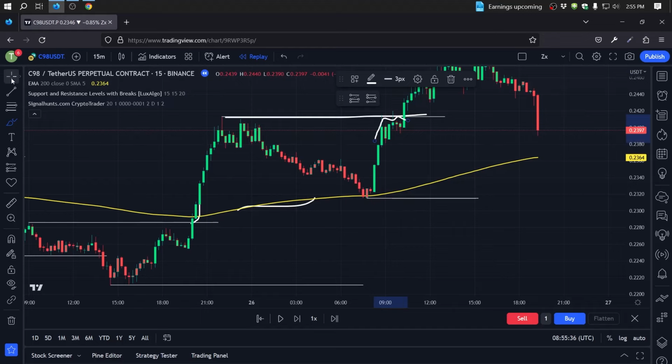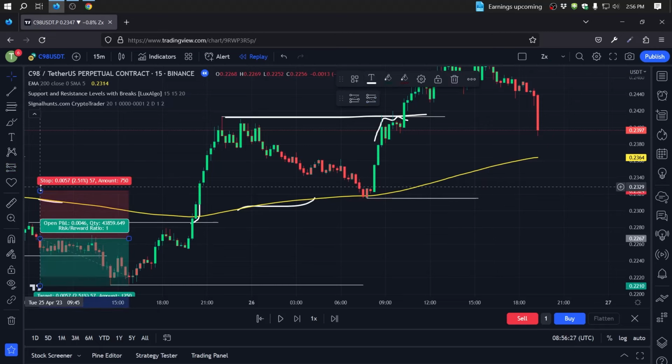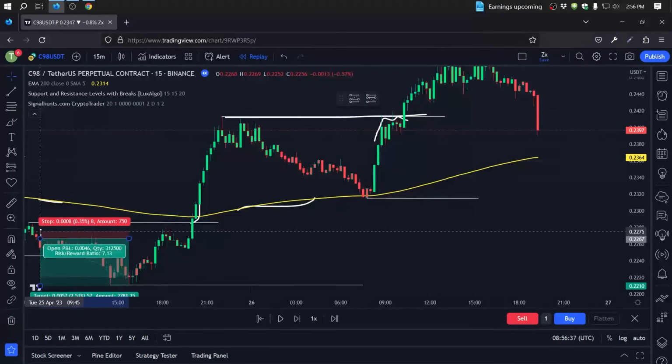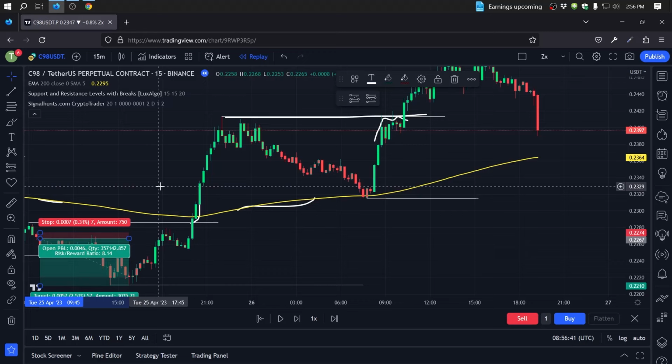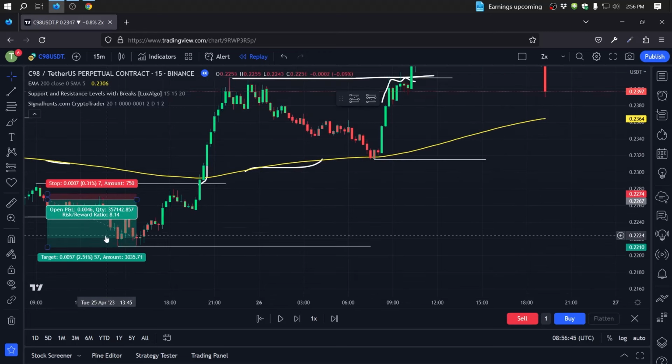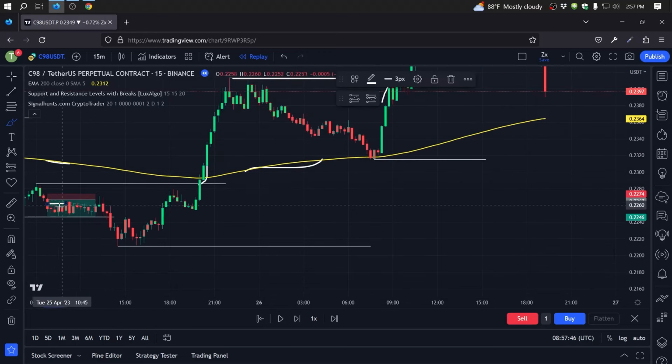For the sell signal, if the price stays below the 200 EMA, and if we get a red signal from the Crypto Trader indicator, we take a short position, and our stop loss will be the first red candle's swing high, and the profit target will be 1 times, 2 times, and 3 times from the stop loss. As you can see, this trade is hitting our profit target 1, profit target 2, even profit target 3. So it counts as another successful trade.